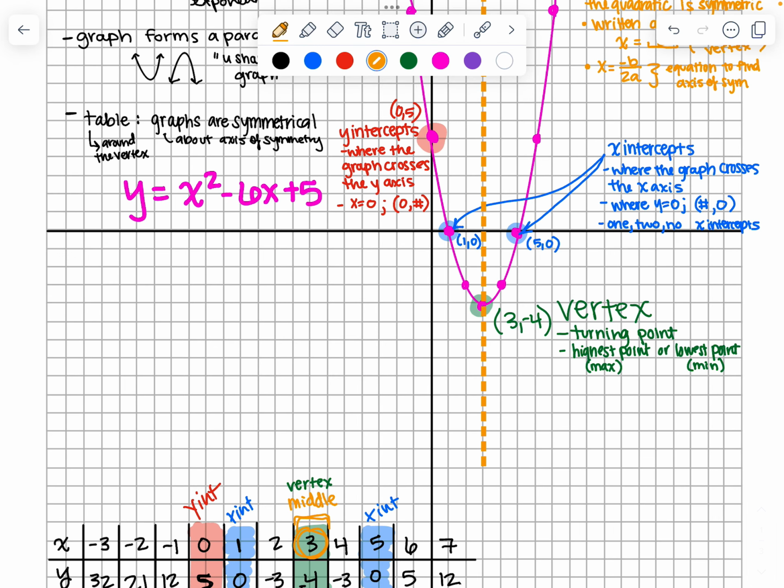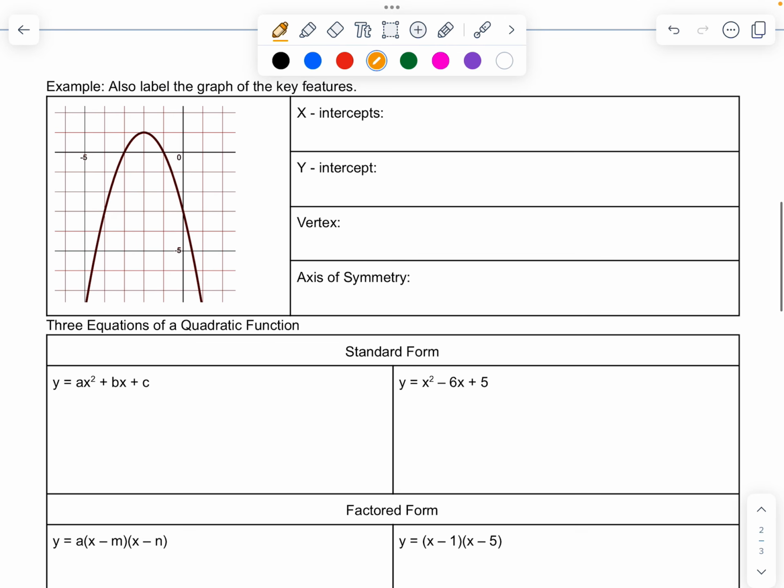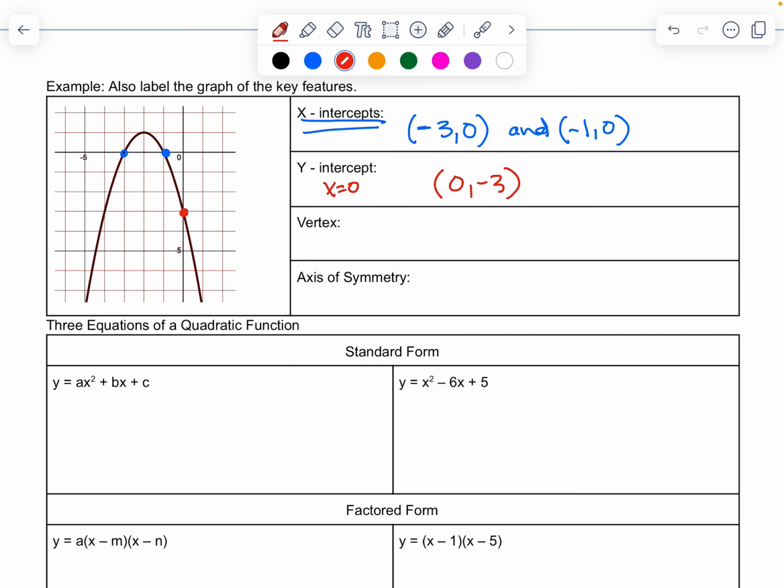So that pretty much goes through everything that we did on the first day. We then flipped over to the back side of our notes and we practiced a little bit. We looked at these examples and said, hey, where are these x-intercepts? Where do they cross? Well, that would be -3, 0, and -1, 0. We want to look at the y-intercept, so we find where it crosses on the y-axis. That point is going to be 0, -3, because this is where x equals 0, whereas the x-intercepts are where y equals 0.